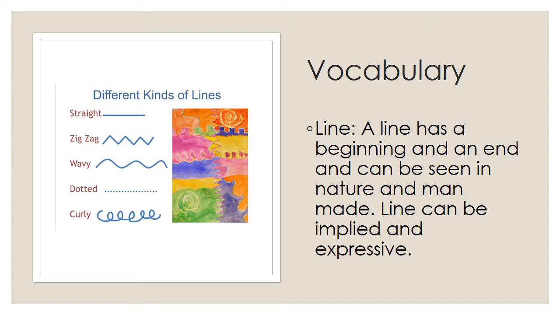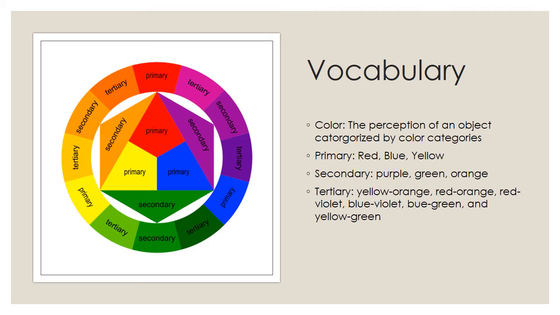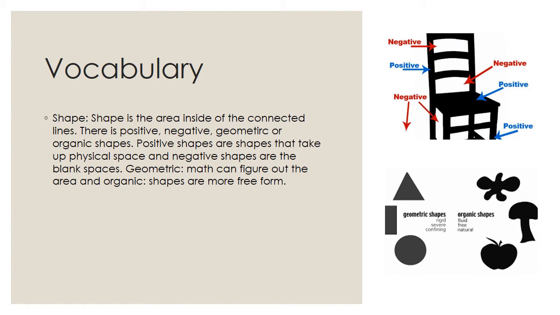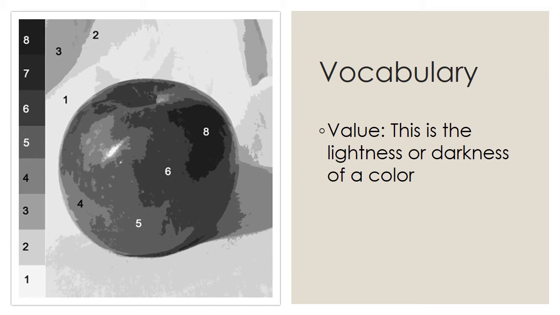Vocabulary. So we're going to go through the 7 elements of art. Line has a beginning and an end, and it can be seen in nature and man-made. And there's an example here to your left. Color, they will learn the perception of what color is, so primary, secondary, tertiary. Shape, they will learn the area inside, and also that there's positive and negative and geometric and organic shapes. Then they will learn value, the lightness or darkness of a color.